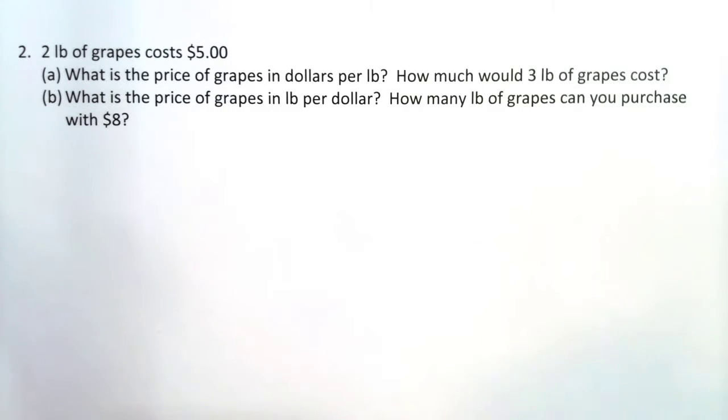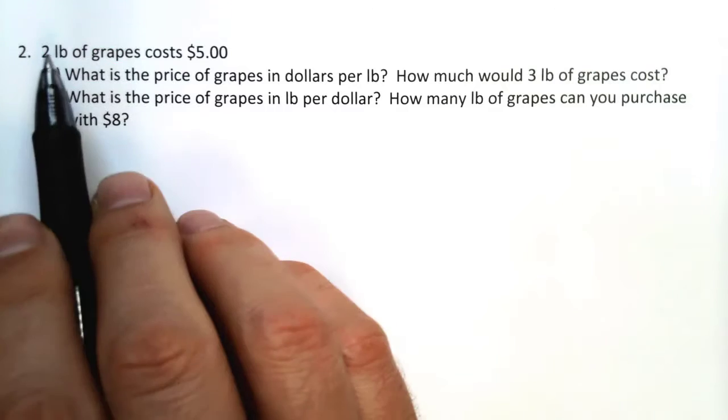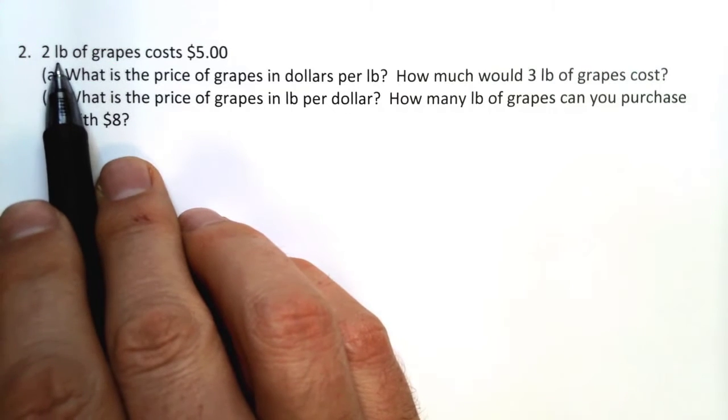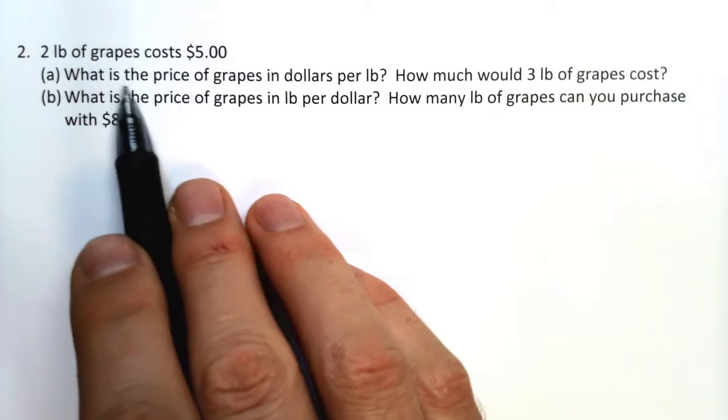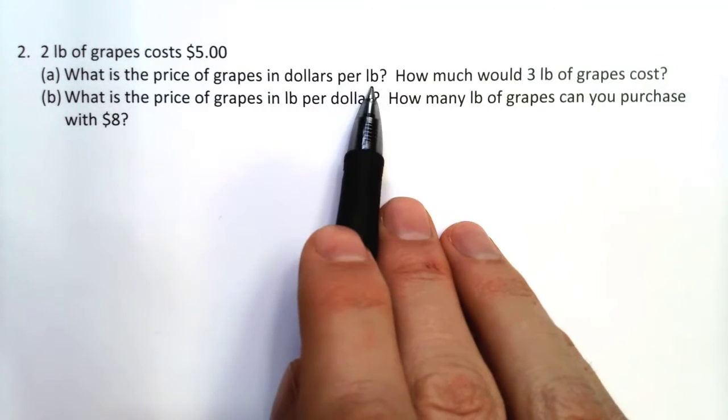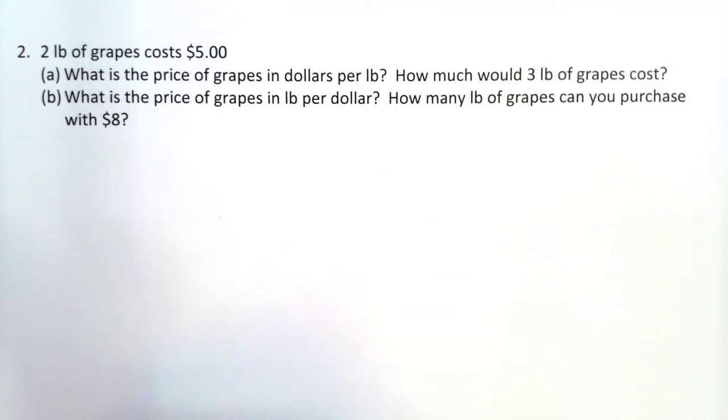Okay, so now that we've biked over to the grocery store, we're going to buy some grapes. All right, and the price is as follows. They're selling grapes at 2 pounds for $5. Okay, so what is the price of grapes in dollars per pound? What is the rate at which grapes are being sold here?